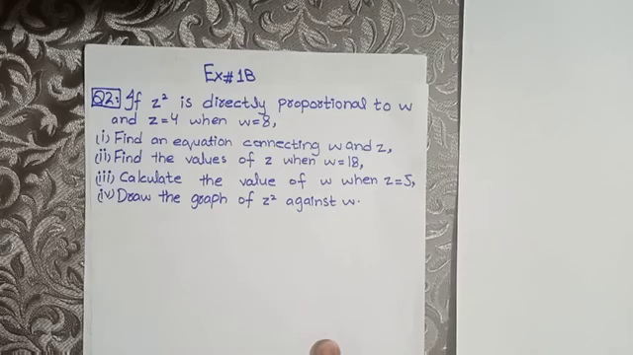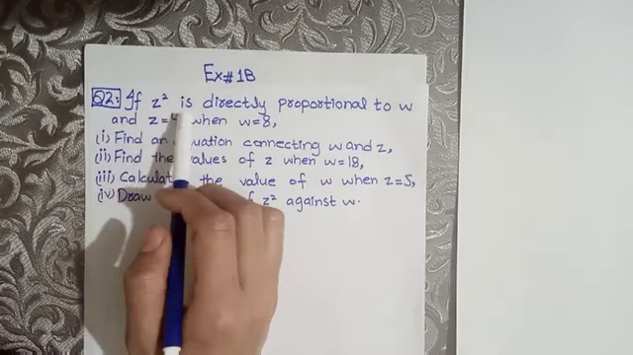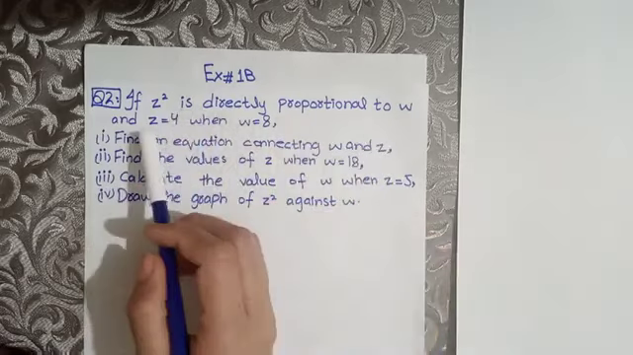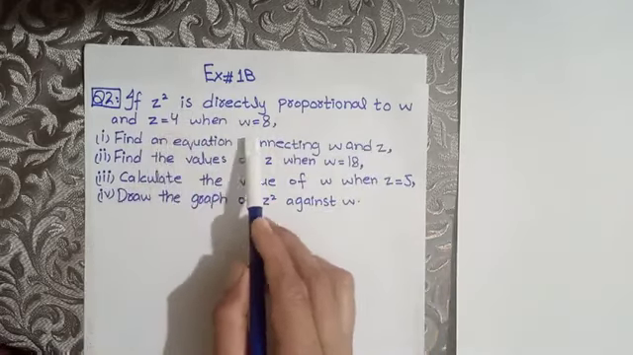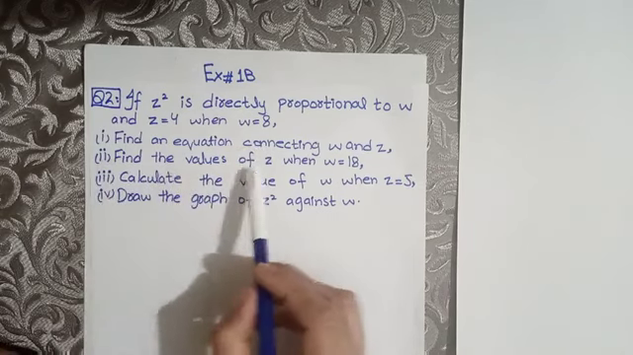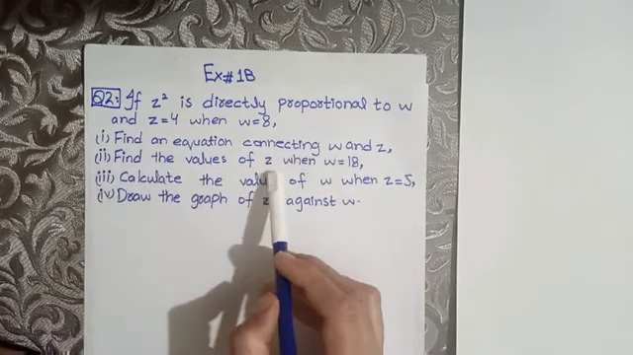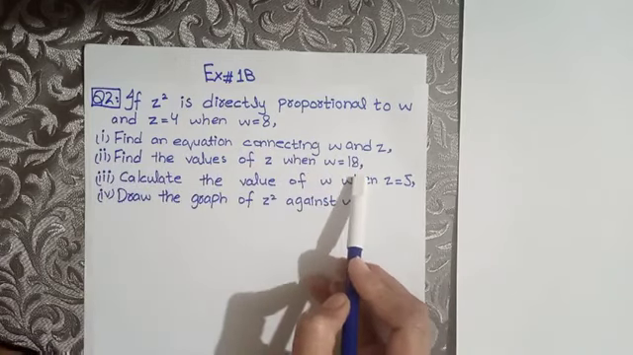I'm going to solve exercise 1B, question number 2 from New Syllabus Mathematics, Book 2, D2, 7th edition. The question is: if z square is directly proportional to w and z is equal to 4 when w is equal to 8, find an equation connecting w and z. Second part, find the value of z when w is equal to 18.